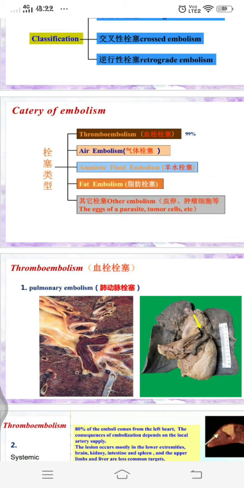And rarely this embolus can also pass through an interatrial or interventricular defect. So that is what we had discussed, that is paradoxical embolism or crossed embolism, where sometimes because of an interventricular or interatrial defect, the embolus from the venous side enters the arterial side and goes into systemic circulation.